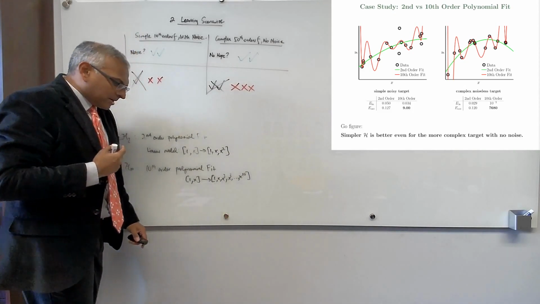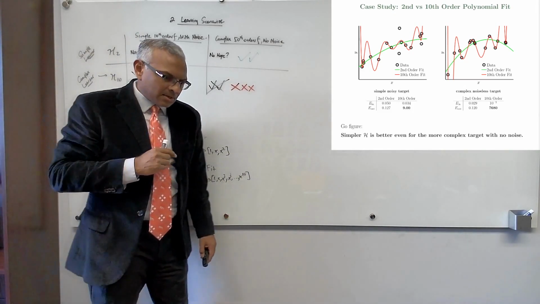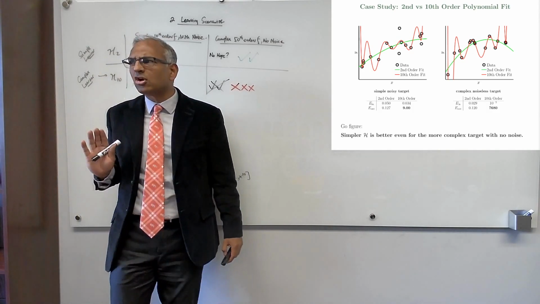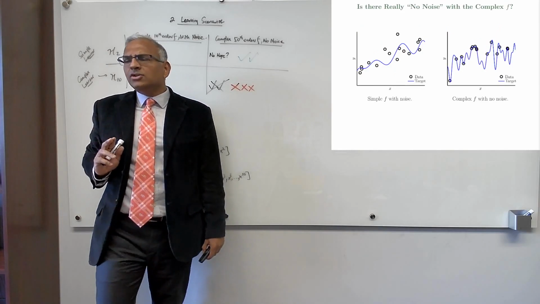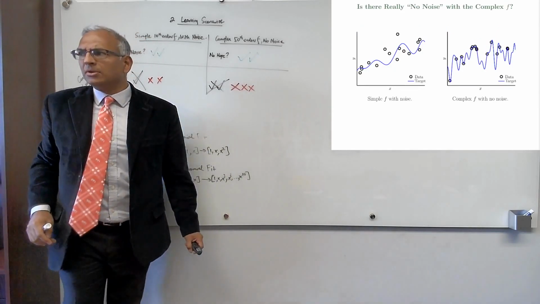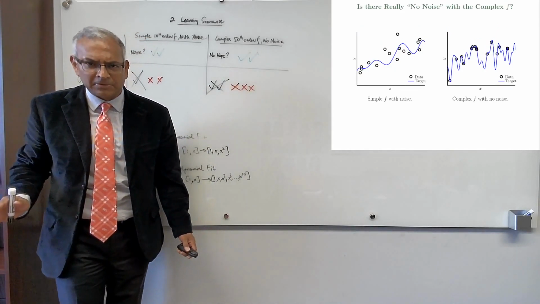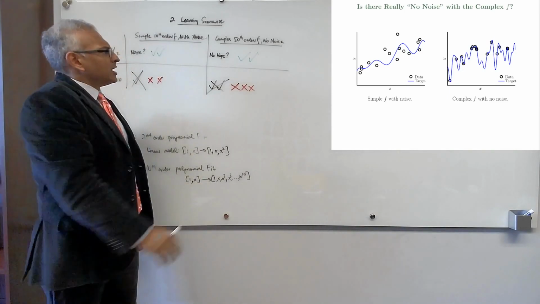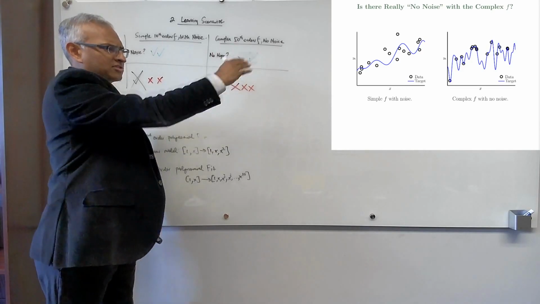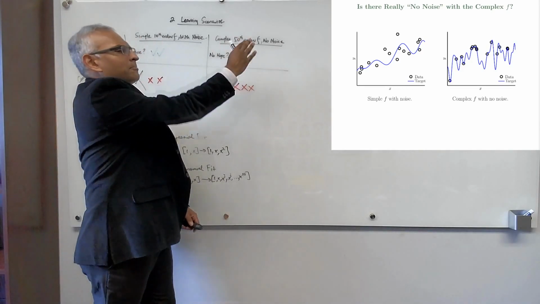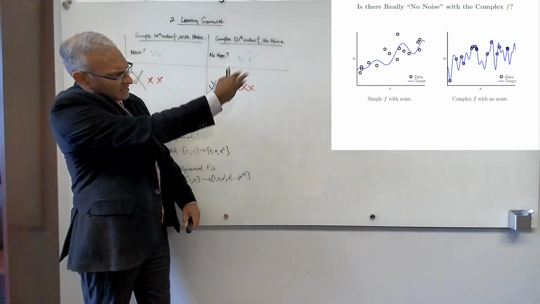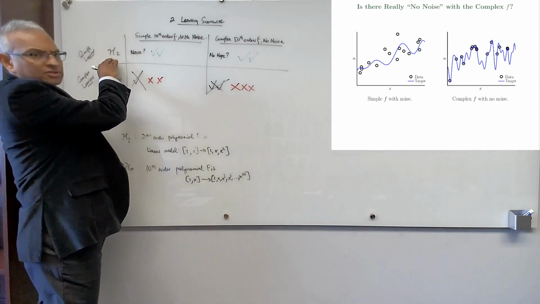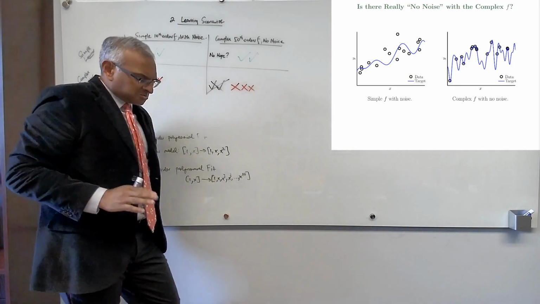But before we get there, I just want to show you that I kind of pulled a con on you. I showed you two learning scenarios. What were the two learning scenarios? Simple F with noise and complex F with no noise. I'm repeating those two scenarios there. And then you had to make a choice between a simple hypothesis set and a complex hypothesis set. So what's the con?